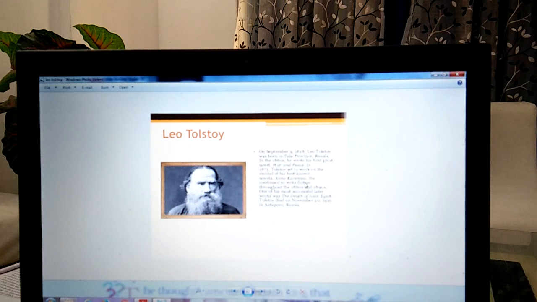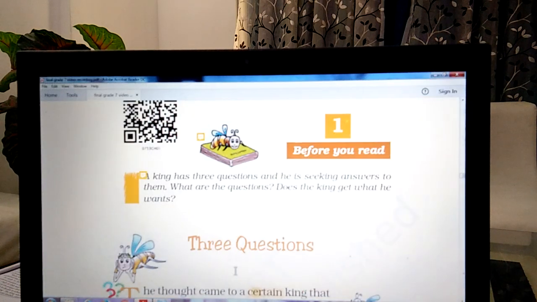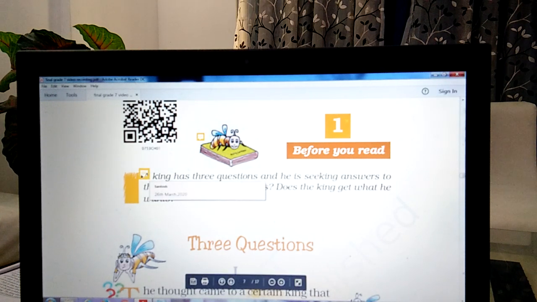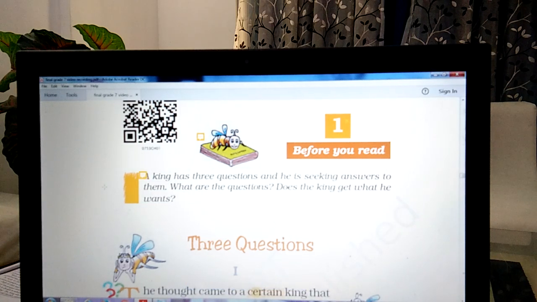So now let's move on to the main book. I have downloaded the e-book here. You can also download the same. Now let's move on to the chapter reading. Before you read, I have put one sticky note here. Let's see what is here. Yes, we are starting this chapter on 26th March. Now let's read the story.